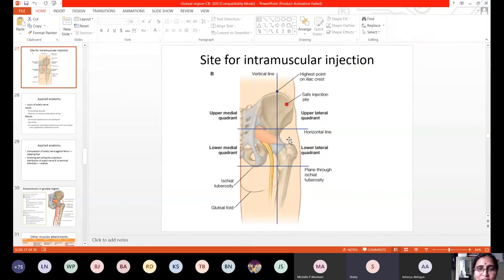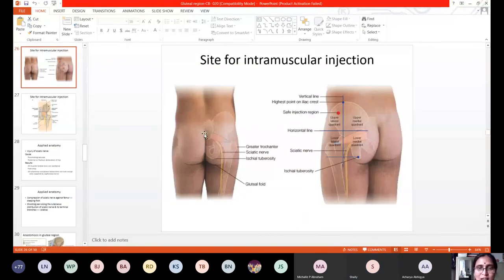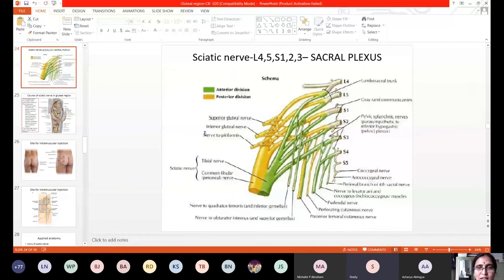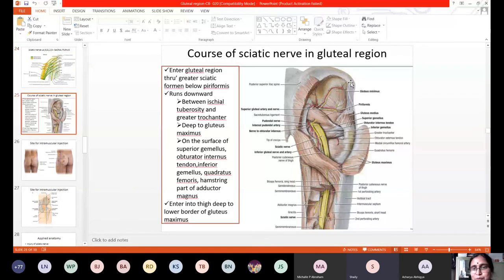I am making it very easy. Whatever possibility I can do, if you do not understand, ask me. This is inferior lateral. This is inferior medial. Now, by seeing this picture only, can you say which one is the safest site? Superior lateral would be here, superior medial here, inferior medial here, inferior lateral here. Now, by seeing this, which site is the safest for the intramuscular injection? This one, Sally? Is this right?